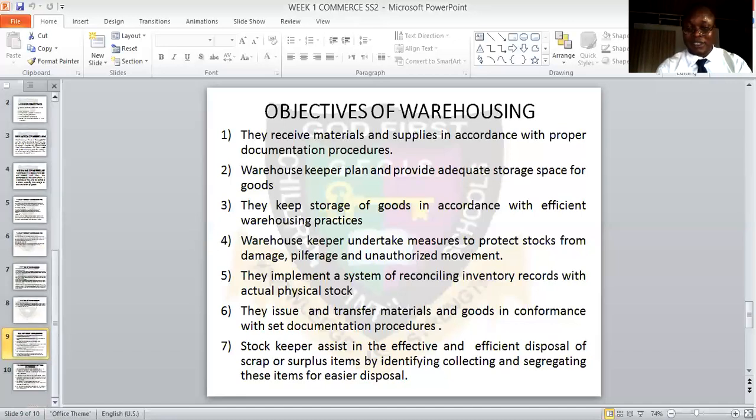The storekeeper assists in the effective and efficient disposal of scrap. So any scrap of goods that they have in the warehouse, they ensure that they dispose of it in the appropriate place.